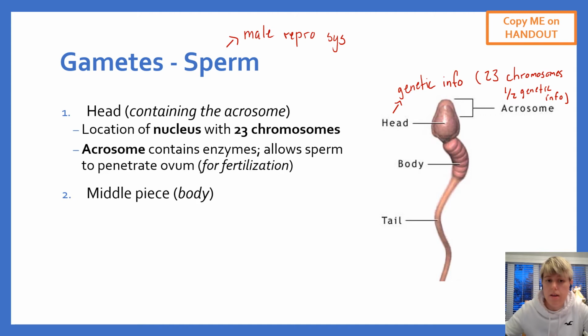The body is the middle piece, and this is where you have all of the mechanisms needed to function the tail. And the tail is the component of the sperm that allows the sperm to, quote-unquote, swim through the female reproductive system.